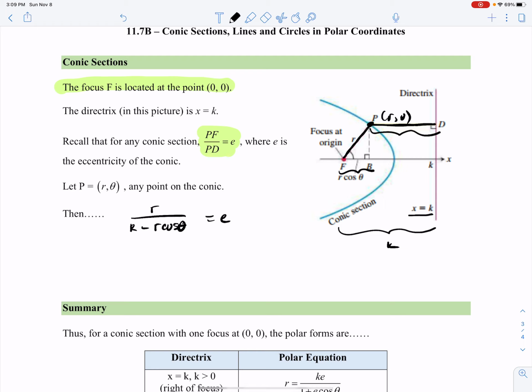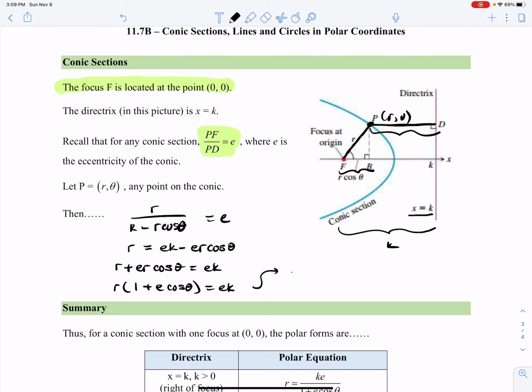So now all we have to do is solve it. To solve it means to solve for r. So I'm going to multiply both sides by k minus r cosine θ. So when I do that, I'm going to have ek minus er cosine θ. I'm going to bring the r terms to one side. I'm going to factor out the r on the left-hand side because my goal was to get r equals. And then I'm going to divide both sides by 1 plus e cosine θ. So you have r equals ek over 1 plus e cosine θ.